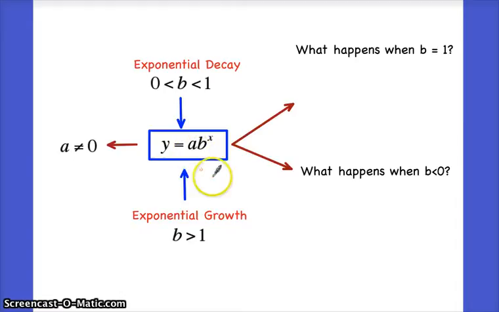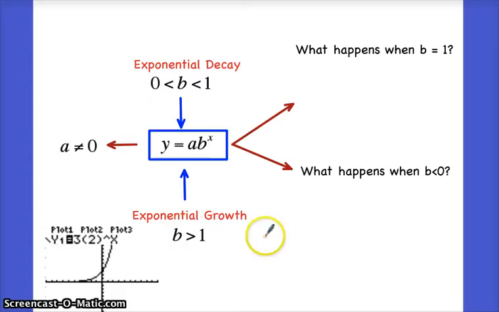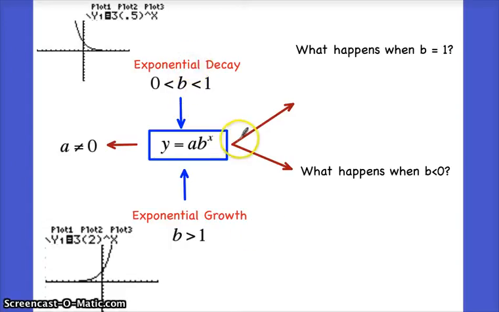The base b, the number raised to the x down in the base, if it is greater than 1, you're going to have exponential growth. If it's between 0 and 1, however, you're going to have exponential decay, or you're going to move from away down toward the asymptote. Remember, your asymptote is typically at y equals 0 for the horizontal asymptote.